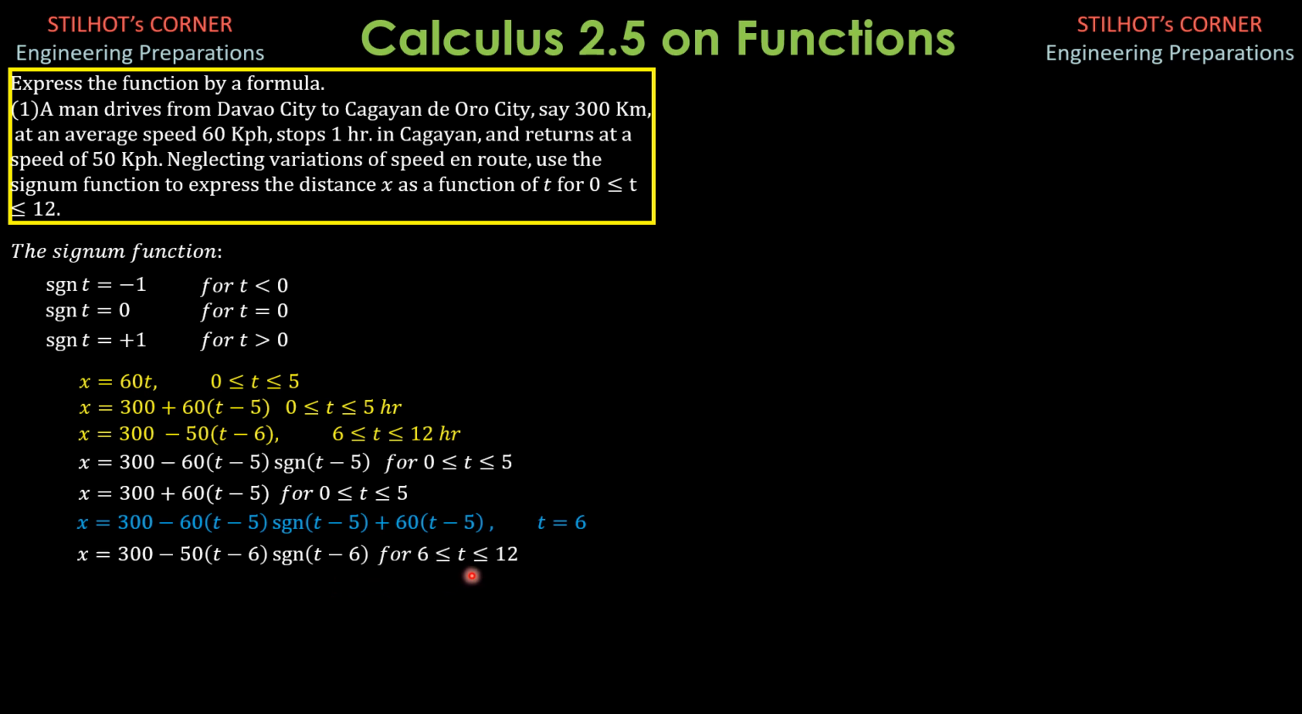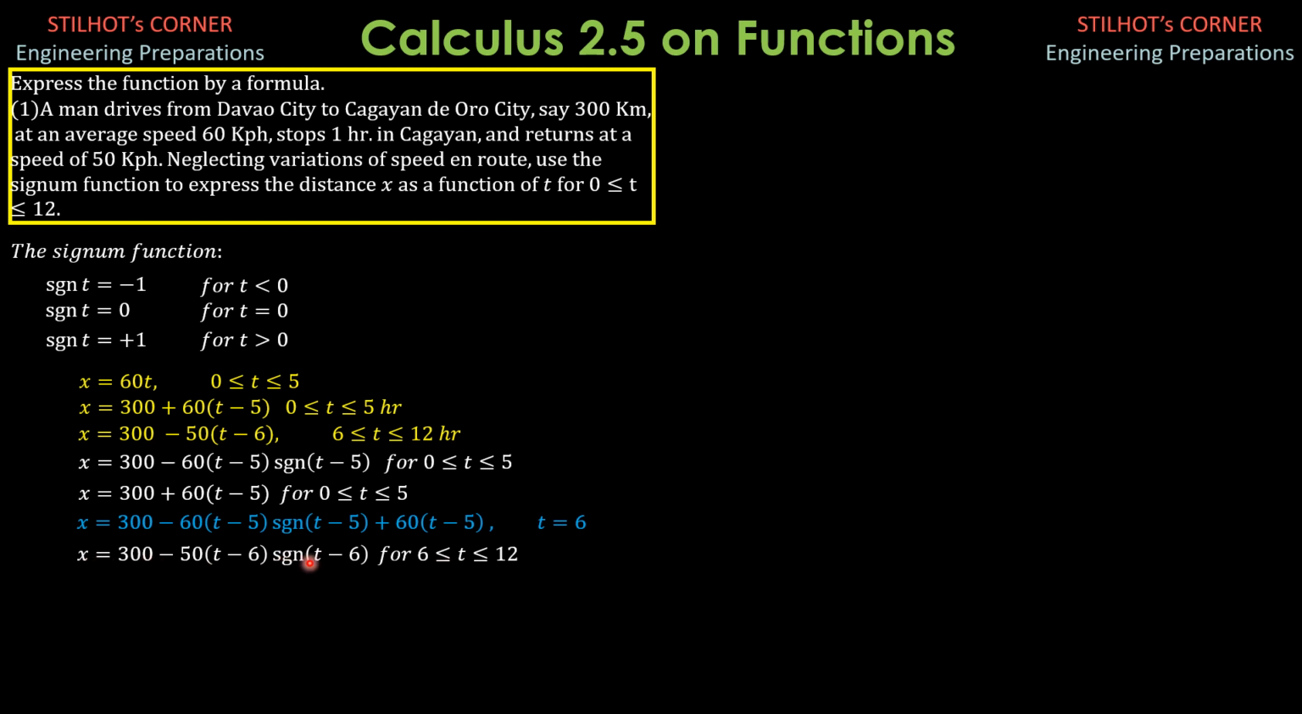That is for 6 ≤ t ≤ 12. Now for t equals 5, so that this formula is also applicable when time is equal to 5. And remember, the distance is also 300 kilometers.